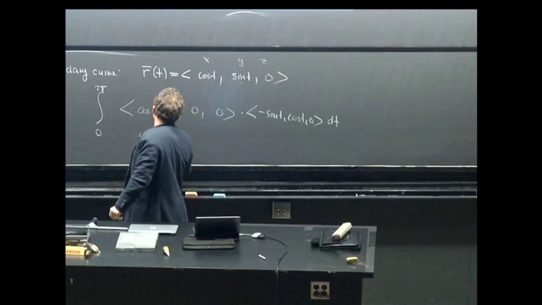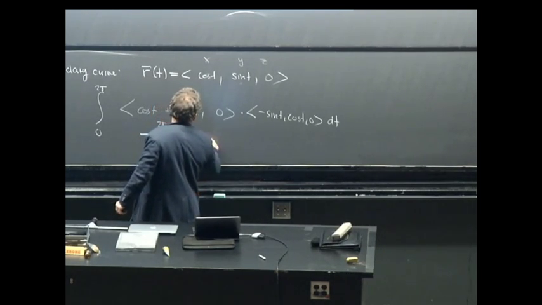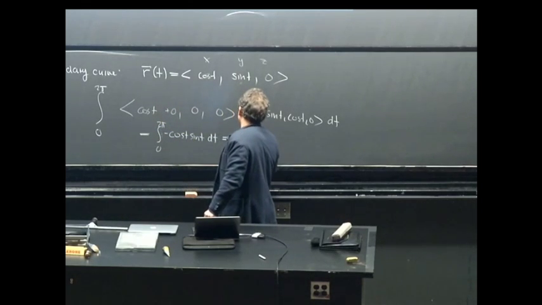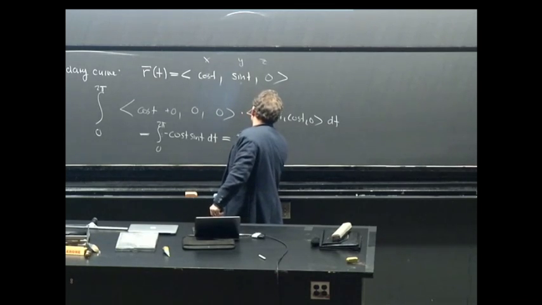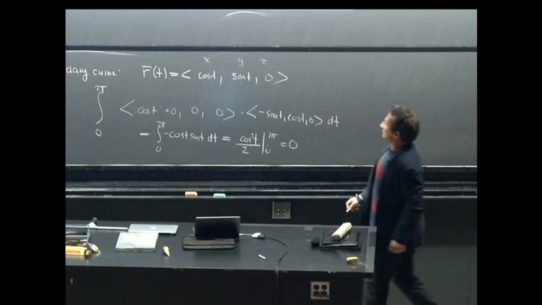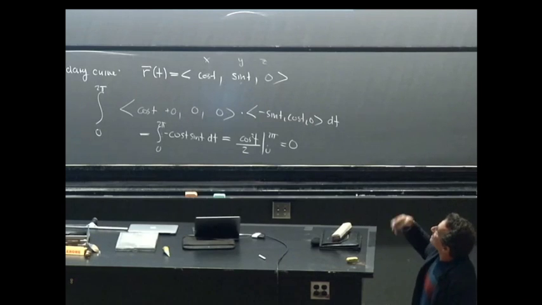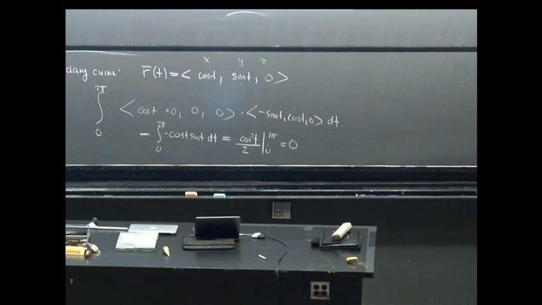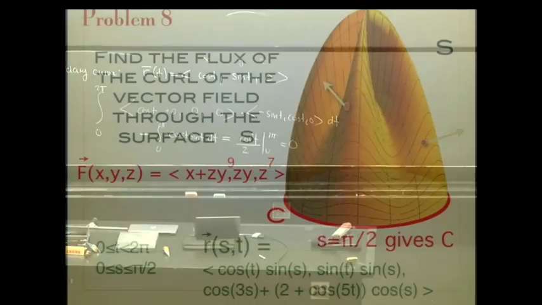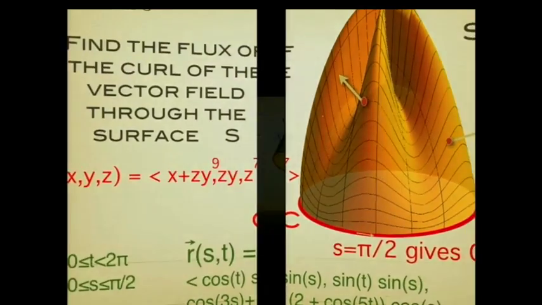So that's the integral from 0 to 2 pi of minus cosine t sine t dt. Today everything is 0, unfortunately. So we get cosine squared t over 2 from 0 to 2 pi, which is equal to 0. So the flux of the curl is equal to 0. That's a typical Stokes problem, where we have computed a flux integral.